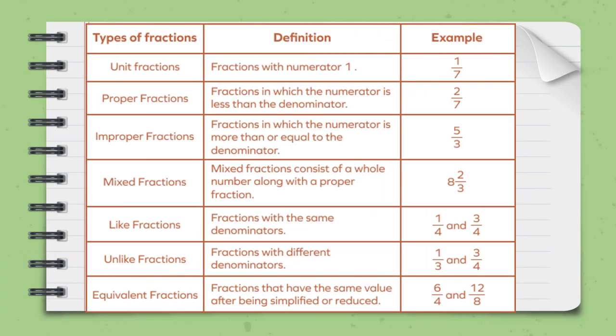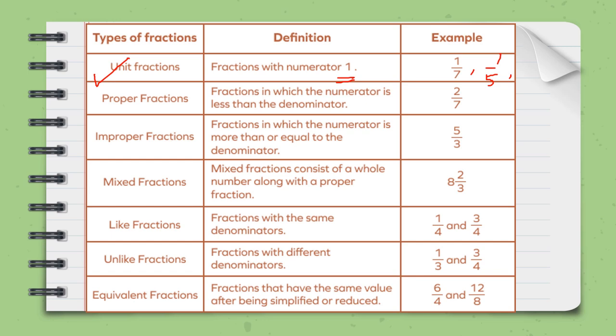So the types of fractions are that, you have something called unit fractions. So what is meant by unit fractions? Fractions with numerator 1 are called unit fractions. So whenever you have 1 in your numerator, we tend to call them unit fractions. So an example is 1 by 7. You can also say 1 by 5, 1 by 31, 1 by 100, 1 by 200. All of those are unit fractions.